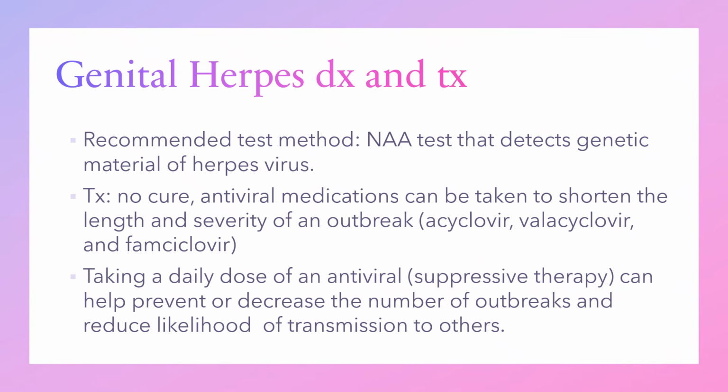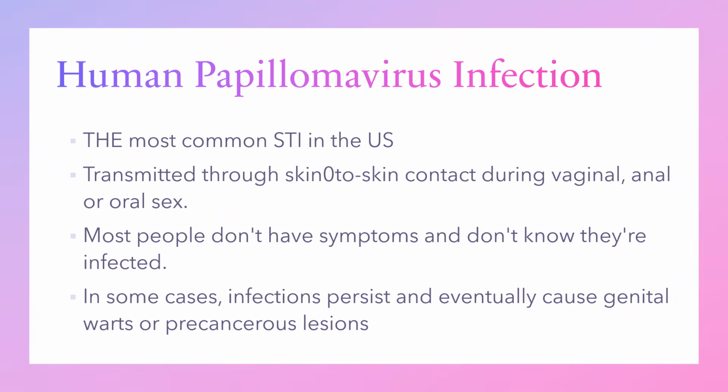For diagnosis and treatment, the recommended diagnostic tool is going to be the NAA test that detects the genetic material of herpes virus. For treatment, there's no cure, but they can take antiviral medications to shorten the length and severity of an outbreak, especially like that first day that they notice symptoms. So some of the ones you're going to see are acyclovir, valacyclovir, or valacyclovir, as my husband likes to call it, and famciclovir. Taking a daily dose of an antiviral suppressive therapy can help prevent or decrease the number of outbreaks and reduce the likelihood of transmission to others.